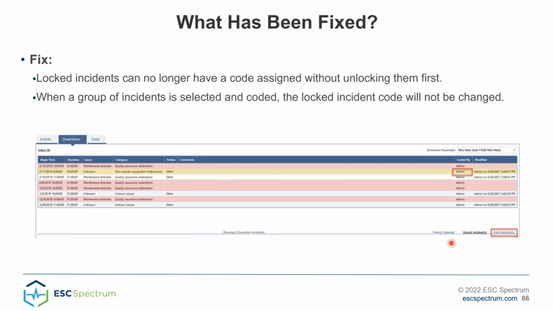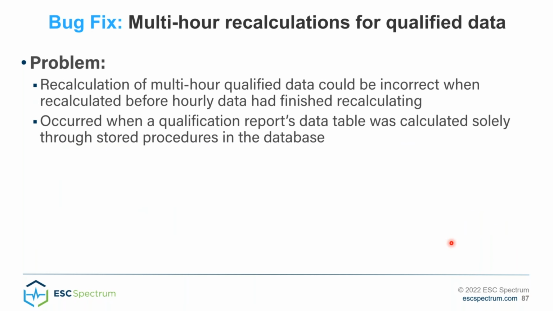Yep, the locked incidents: if a bunch of incidents are selected, the locked ones will essentially be skipped. We did some work on the multi-hour recalculations for qualified data. So if you have 30-day, 3-hour, multi-hour, and you wanted to recalculate or change some data that would affect not only the current hour, but obviously the next 3 hours or the next 30 days, we fine-tuned that process to go ahead and initiate the recalcs that would be affected for the multiple hours and multiple days as well.